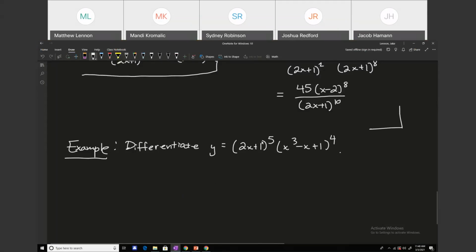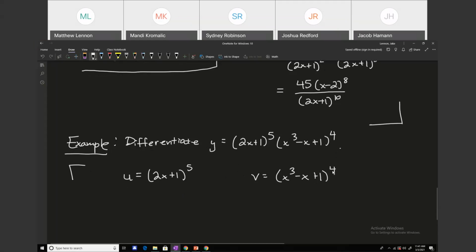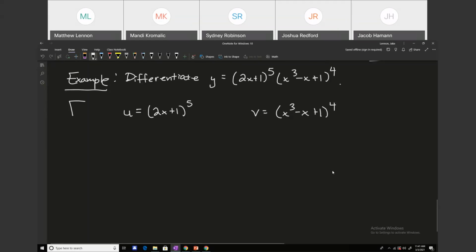Okay, so again, we have a product rule initially, and then each factor in the product rule is going to have a chain rule. So I would say, okay, let u be 2x plus 1 to the fifth, and let v be x cubed minus x plus 1 to the fourth. And then to figure out u prime and v prime, we're going to need to do the chain rule on each one of those. So u prime we're going to have here, v prime we're going to have here.